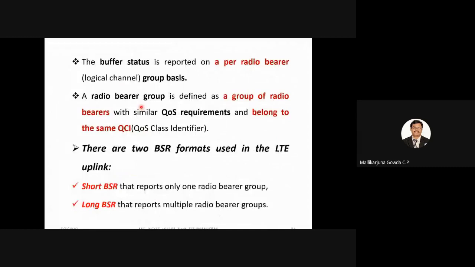The buffer state is reported on a per radio bearer group basis. So what is that radio bearer group? It is defined as the group of radio bearers with similar quality of service requirements, and belonging to the same QCI, that is, the quality of service class identifier. So there are 15 quality of service class identifiers, right? So that depends on the modulation order.